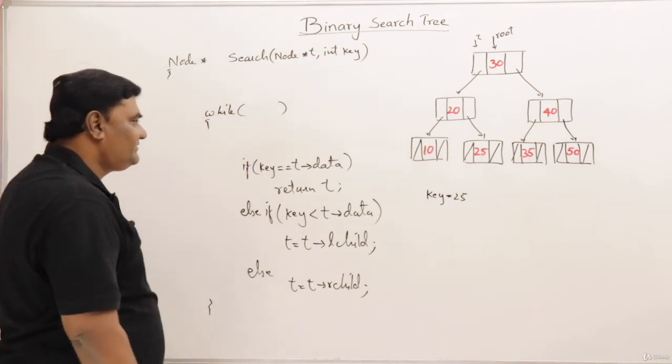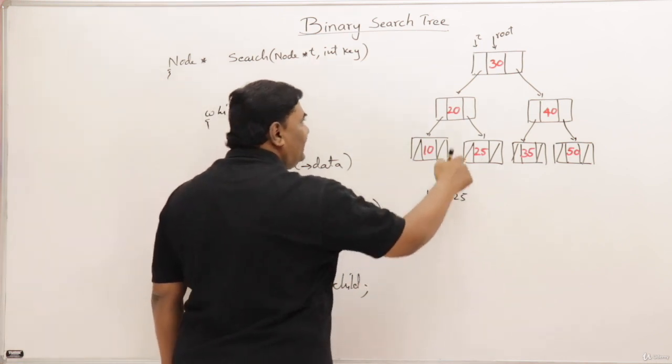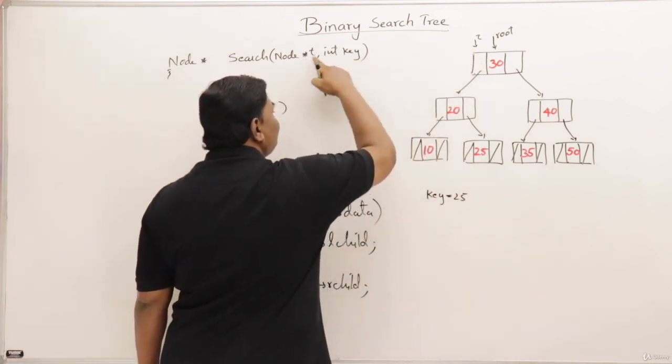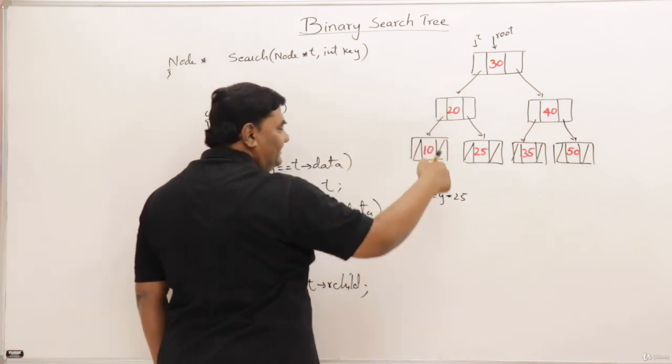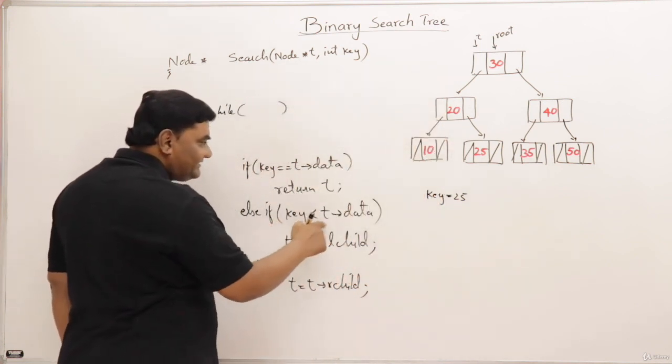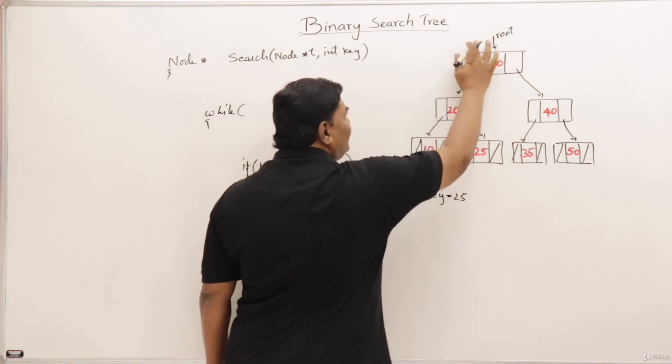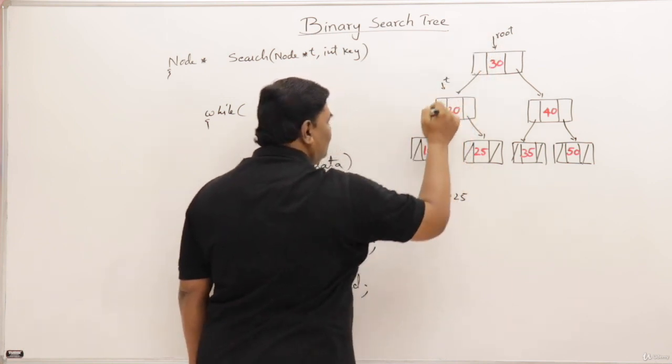Let me trace this once again for the key 25. t is pointing here, that is at root. Then first step, is key equal to data? No. Is it less? Is key less? Yes. Move t to the left side.